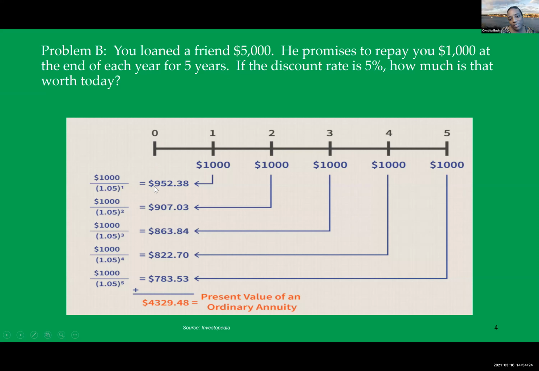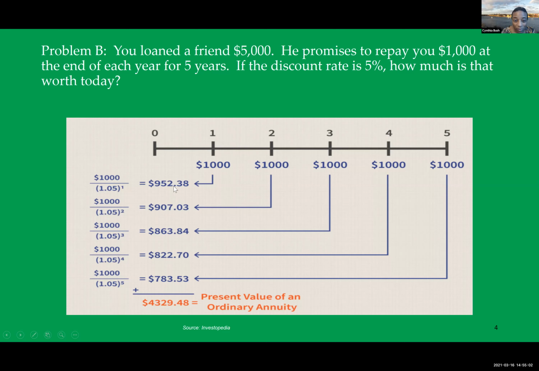So what that means is if I stand here today, if I had $952.38 and I could invest that at 5%, I would have $1,000 at the end of the first year. So your friend giving you $1,000 at the end of the first year is actually only equivalent to $952.38 today, because they didn't pay you the interest that you could have earned, but you didn't earn because they hadn't paid you yet, right? They're not giving it to you till December 31st. So in this time period between 0 and 1, you can't make any interest because you haven't gotten the money yet.